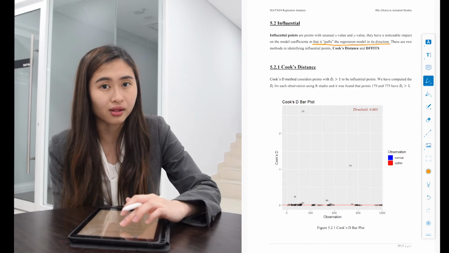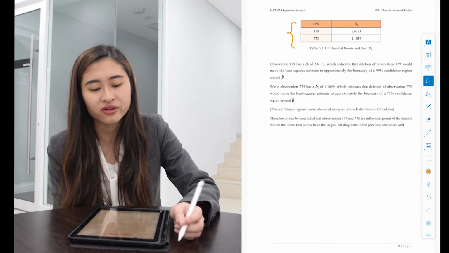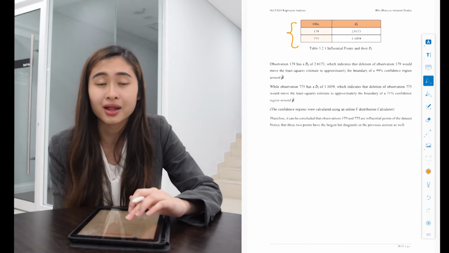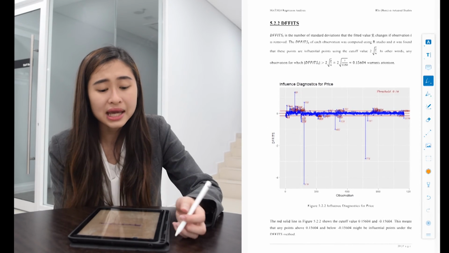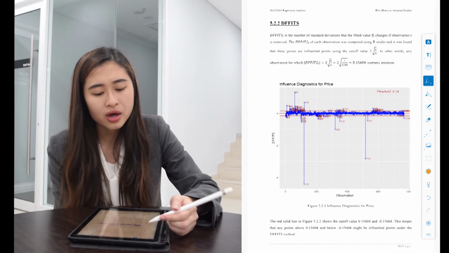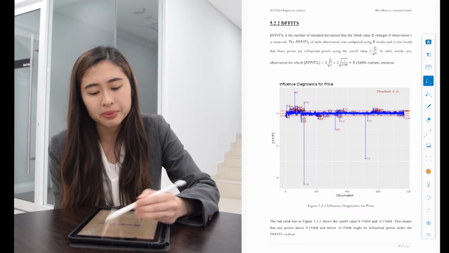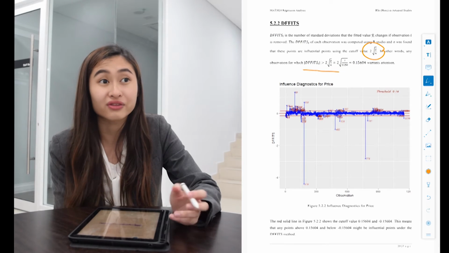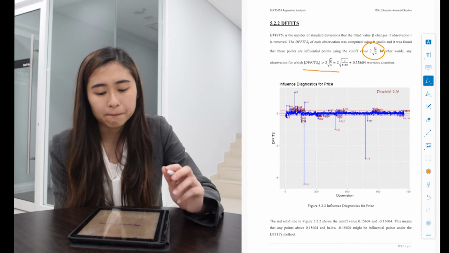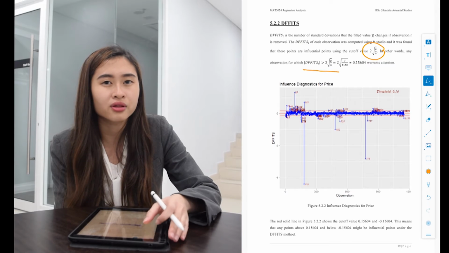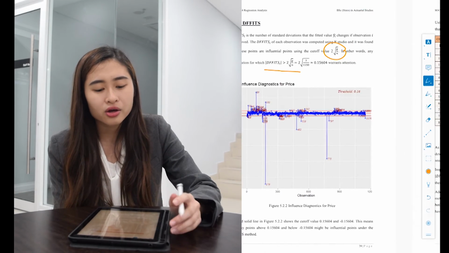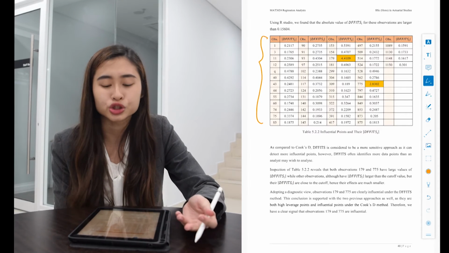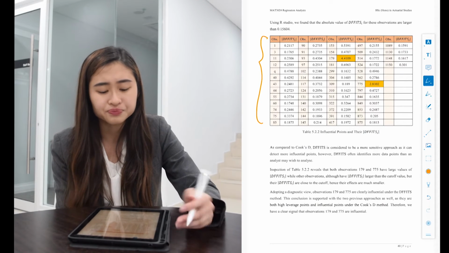Under the Cook's distance method, we found out that observations 179 and 775 both have Cook's distance larger than 1, hence we will assume that they are the influential points. Under the DFFITS method, the cutoff point is 2 square root p over n, so any observation with absolute value of DFFITS larger than 2 square root p over n is considered to be an influential point. Using RStudio, we found out that all these observations are influential points under the DFFITS method.